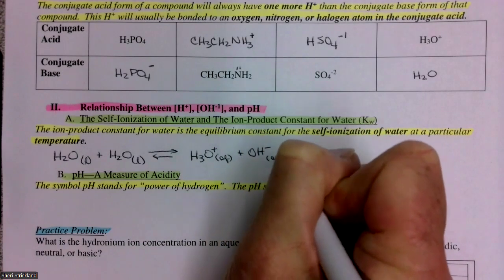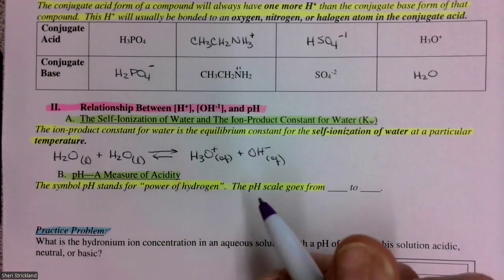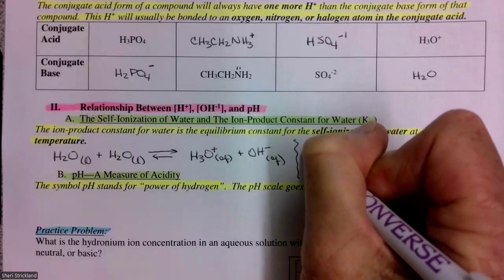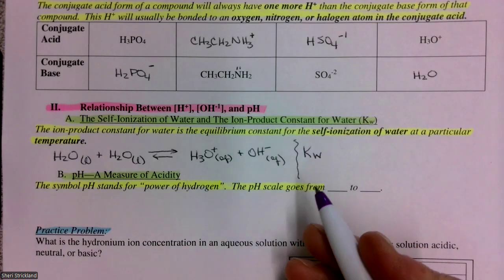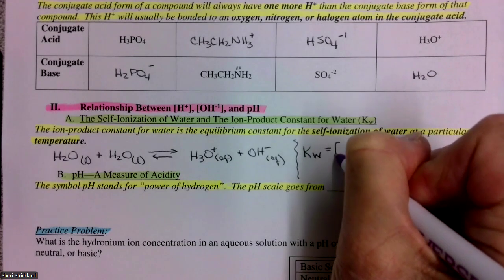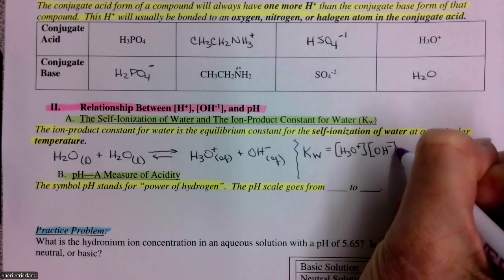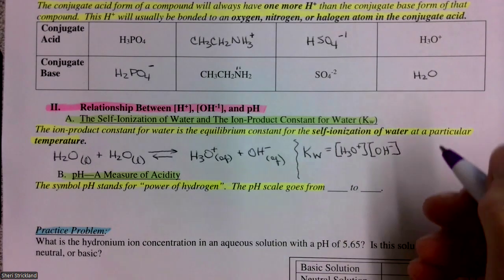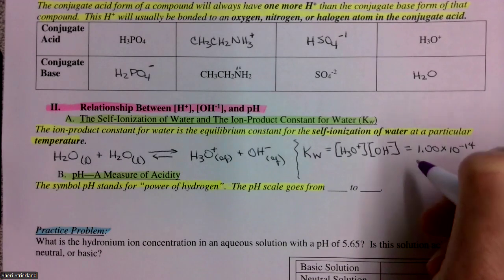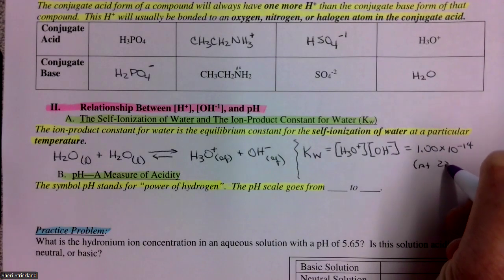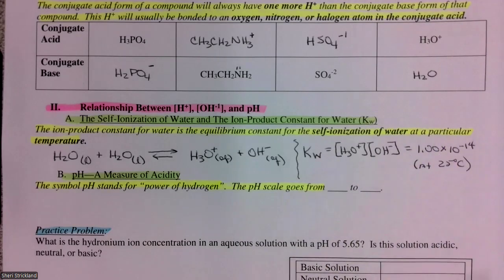And when I write the equilibrium constant expression for this, the two products will go in, but pure liquids don't show. So this equilibrium constant has a special subscript. It's called Kw for water. And so it's the equilibrium concentration of the hydronium ions times that of the hydroxide ions. And they are a specific value at a particular temperature. So it's 1.00 times 10 to the minus 14 as long as you're at 25 degrees Celsius. So if the temperature changes, the value of this equilibrium constant will change.